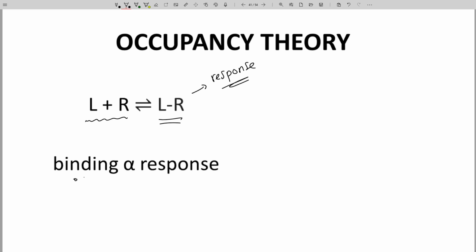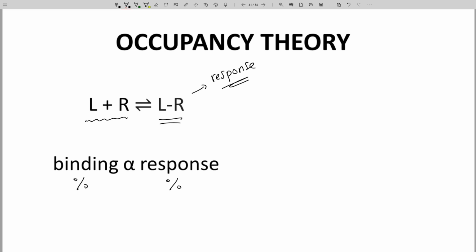Percent complex formation equals percent response. When all the receptors are bound, then the response will hit 100%. That's interesting. How does percent complex formation change with ligand concentration?